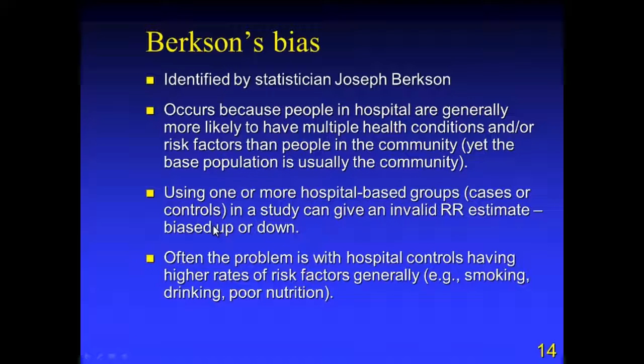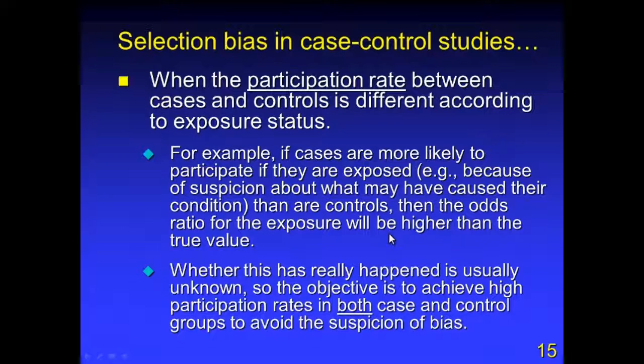And the main problem possibly occurs with hospital controls, and that's because hospital controls generally have a larger set of risk factors than people in the community. That's possibly why they're in the hospital. But the thing is that we usually think about the cases in our case control study as being drawn from the community, and therefore we want our control group to represent the community, at least in terms of the non-cases. But the problem is they're probably a selection of the general community, with higher rates of smoking and drinking and some other risky behaviours. So that's Berkson's bias, always to be thought about when carrying out a hospital-based case control study.